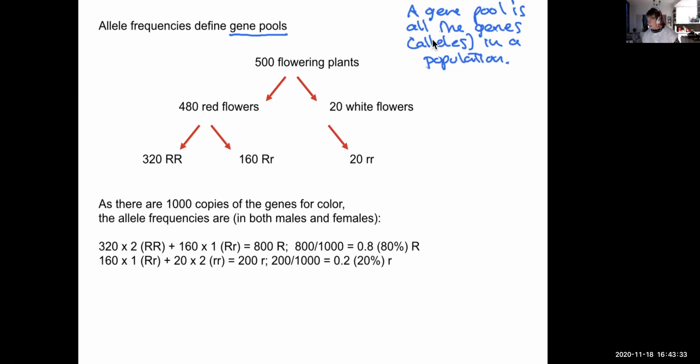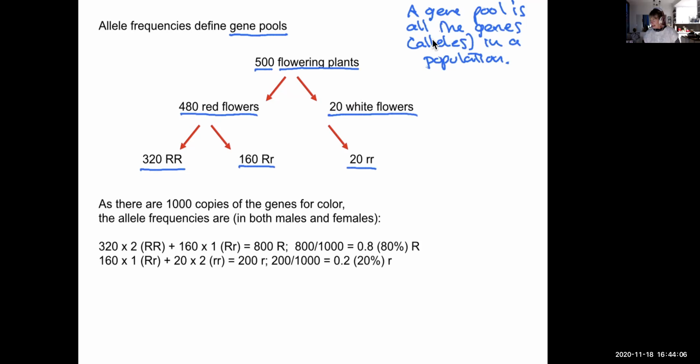So let's say we start off with 500 flowering plants in this population. Of those 500 flowering plants, 480 are red and 20 are white. Of the ones that are red, 320 are homozygous dominant, or big R, big R. 160 are heterozygous, big R, little r. And 20 are recessive, little r, little r.